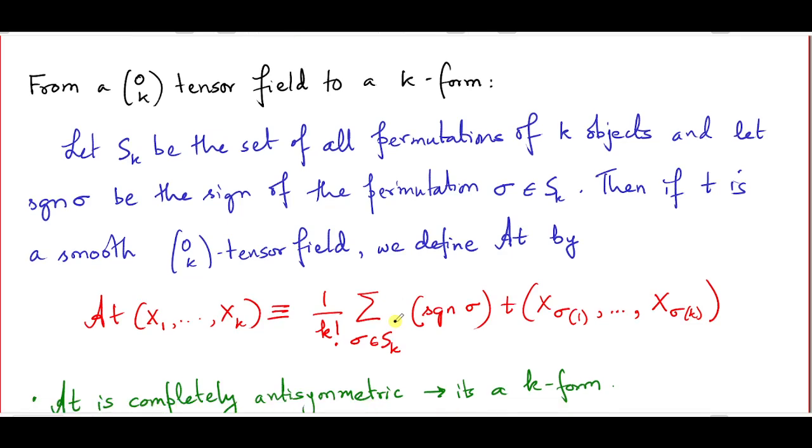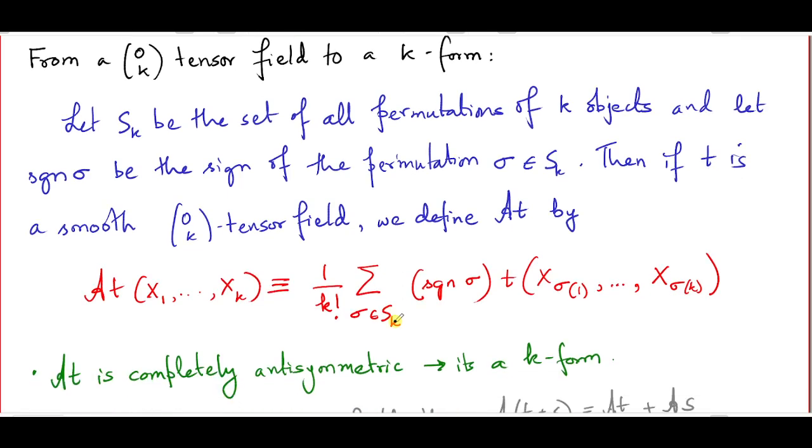Now, it's rather obvious to see that curly A T is going to be completely antisymmetric. It is a (0,k) tensor field. That's sort of obvious because you started with T, which is a (0,k) tensor field, and all you're doing is linearly combining a lot of tensor fields together. It is going to be differentiable because the original T is differentiable. And now, because of its construction, it is designed to be completely antisymmetric. So, this is a k-form.